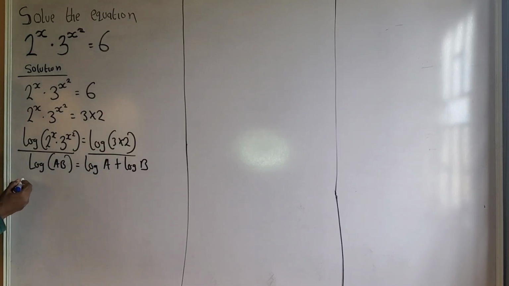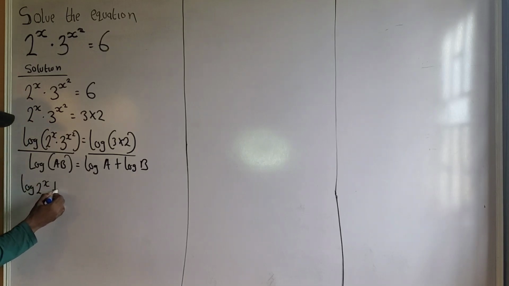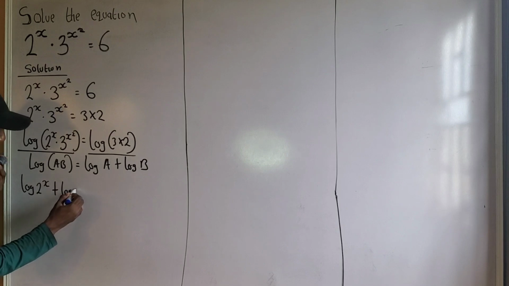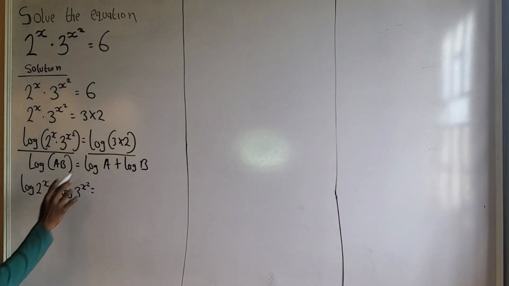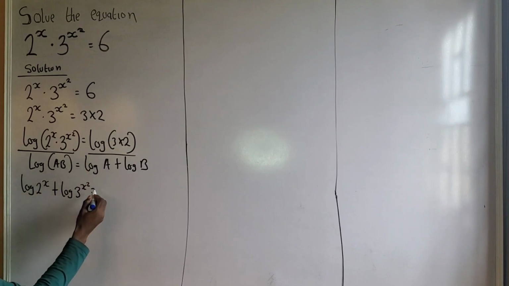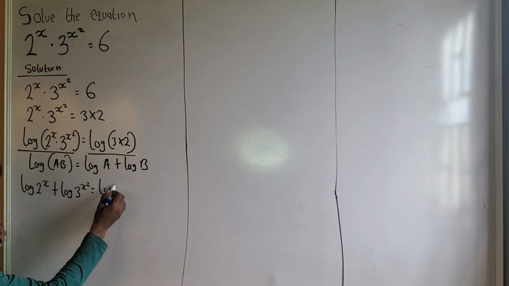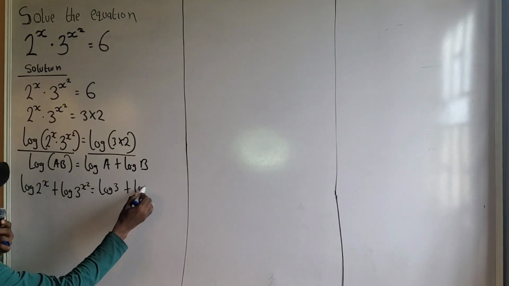So for this, on the left hand side, I'm going to have log 2 raised to the power of x plus log 3 raised to the power of x squared equals, now I'm going to apply this law on this side as well. I'm going to have log 3 plus log 2.